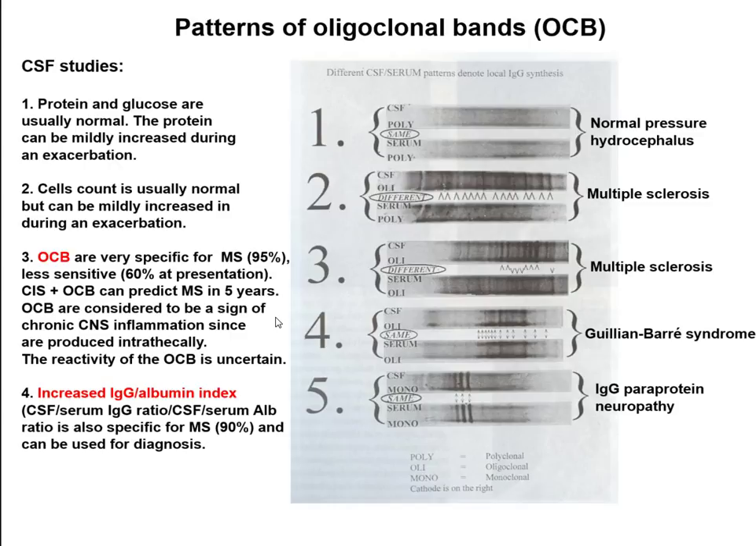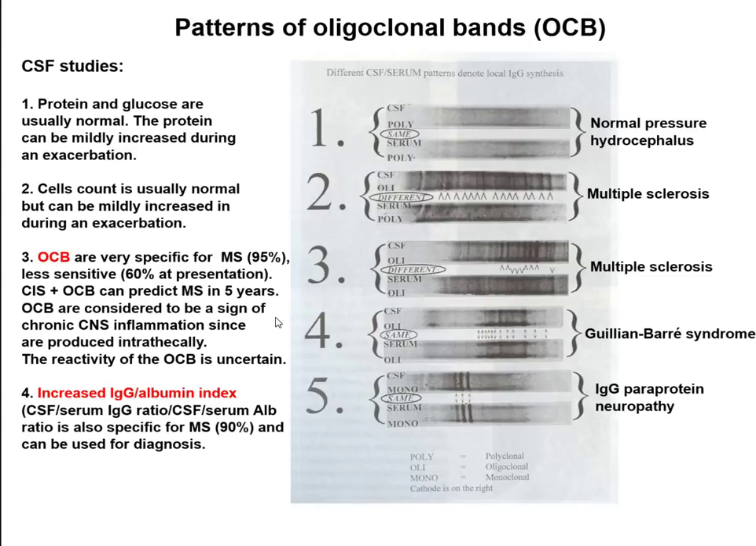Before we had MRI imaging to use diagnostically for multiple sclerosis, the diagnosis was made by cerebrospinal fluid studies. We would do a spinal tap of the patient and look for these classic findings. Typically, protein and glucose levels are normal within the cerebrospinal fluid. However, the protein can be mildly increased during an acute exacerbation. Cell counts are typically normal, but again can be mildly increased during an exacerbation.